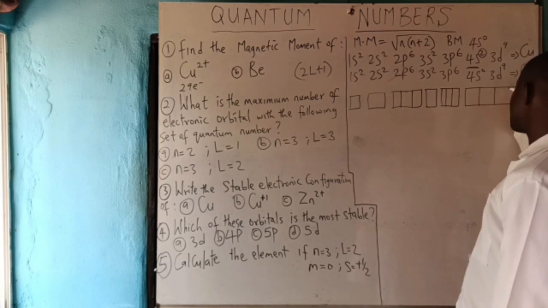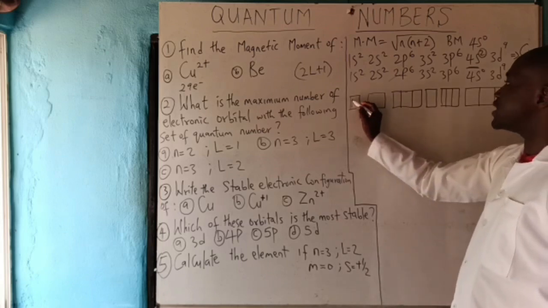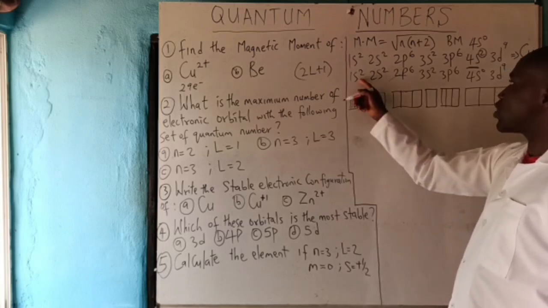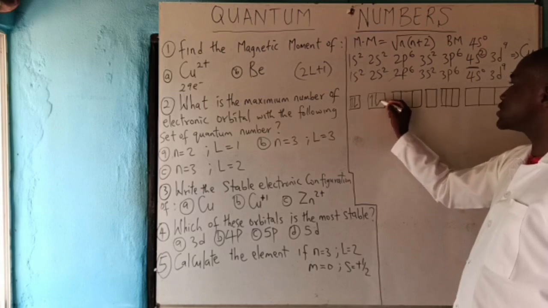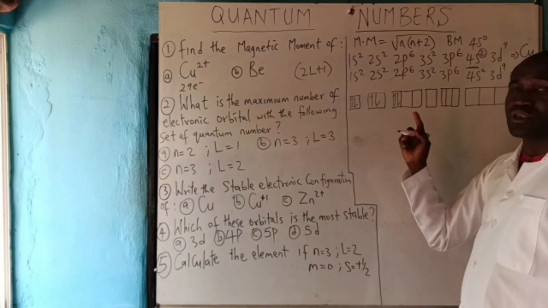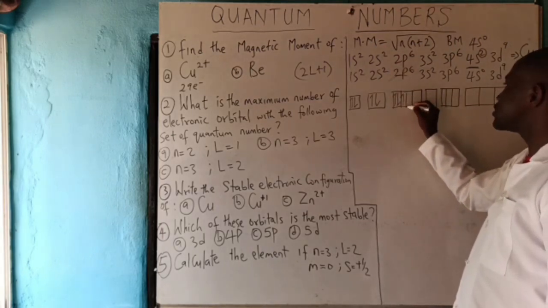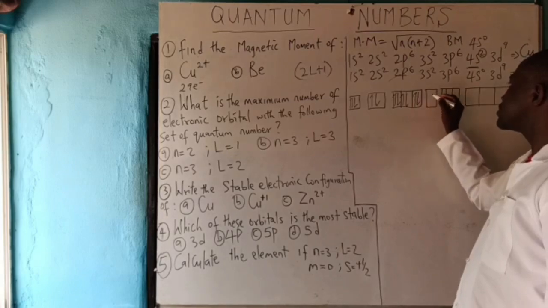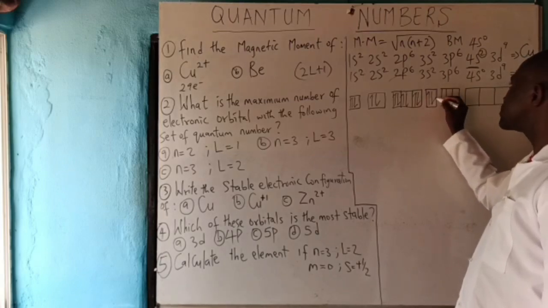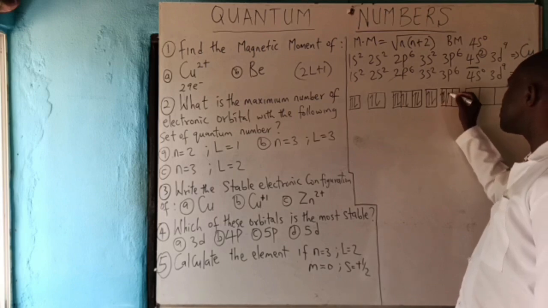1, 2, 3, 4, 5. All of these will be paired because they are twos. Paired. That is what we talk about, that spin. We say upward and downward spin. Paired. Then this one paired. This one still paired.